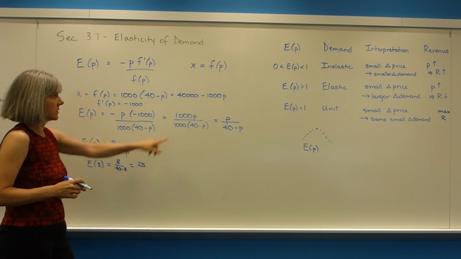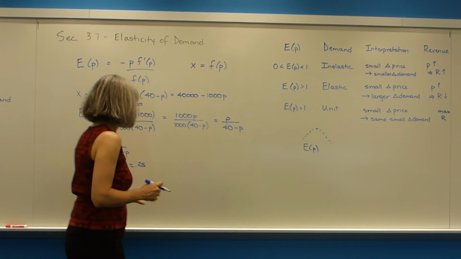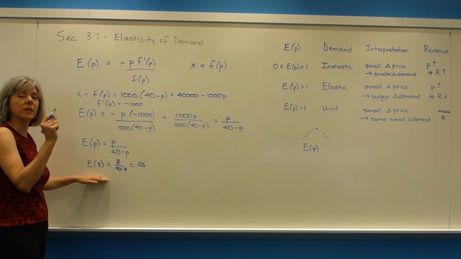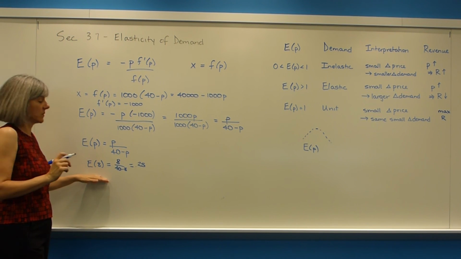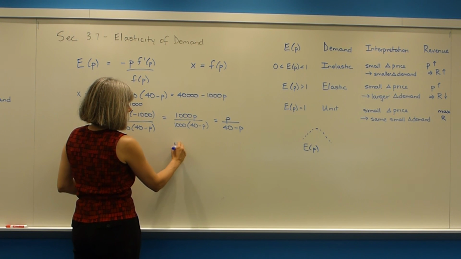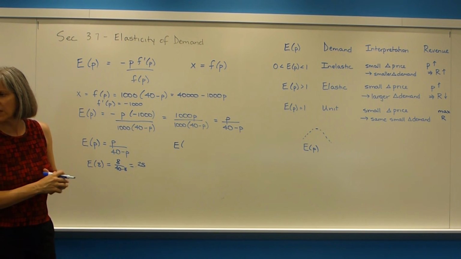Okay, so this falls in this category. So at a price point of $8, we know that a little change in price, if I wanted to raise it to $8.25, I would increase my revenue. All right, let's look at another one. Let's look at E of 30.